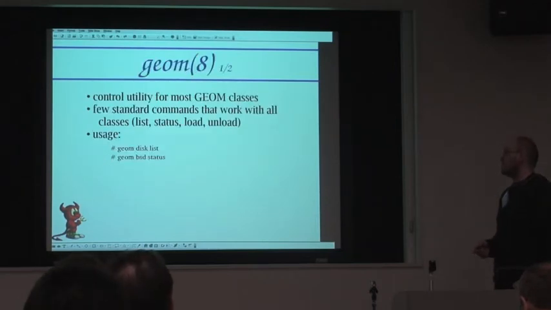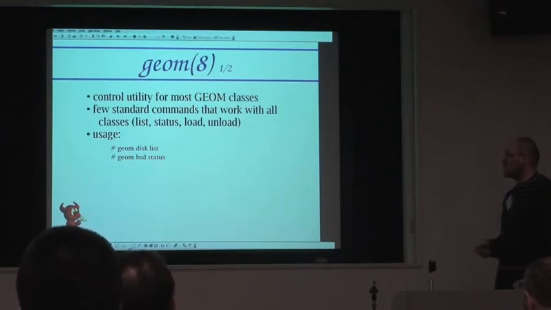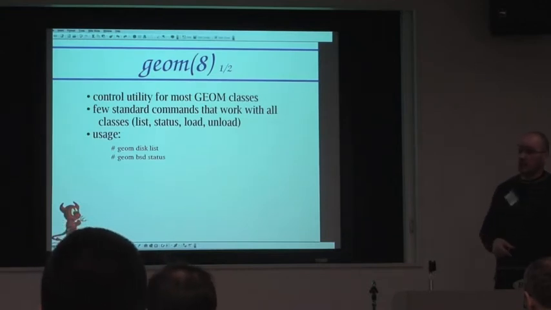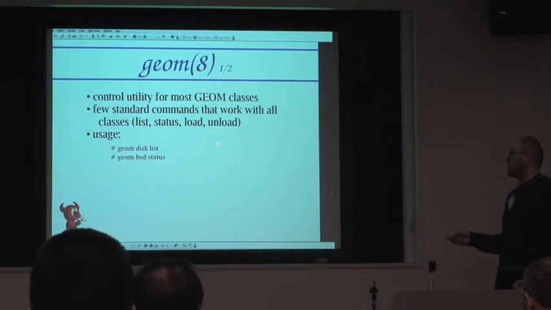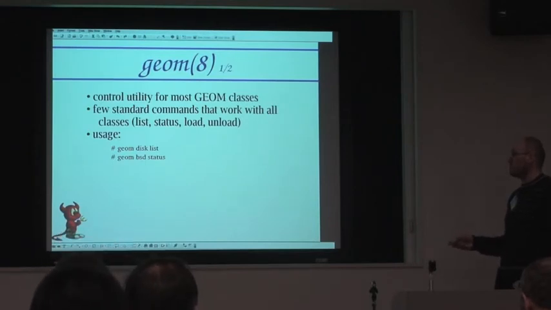Okay. We have this geom utility which can be used to control most of the GEOM classes I implemented, and it also has some standard commands that can be used with any GEOM class. For example, we can use it that way. We just give the GEOM class name and this standard command. Those two classes have no knowledge of the geom utility, but we can still use it for a small amount of control.